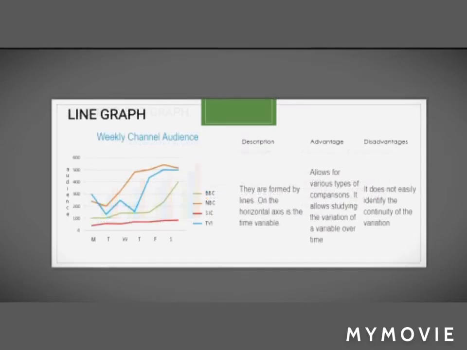Third type, line graph. They are formed by lines. On the horizontal axis is the time variable. Advantages of line graph: line graphs allow for various types of comparisons. It allows studying the variation of a variable over time. Disadvantages of line graph: it does not easily identify the continuity of the variation.